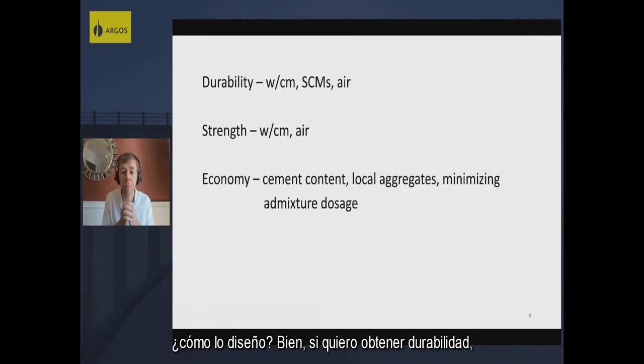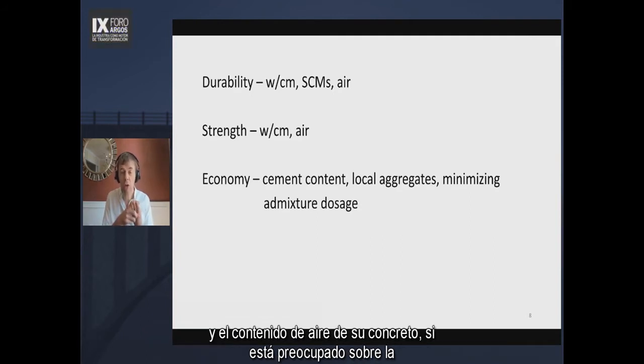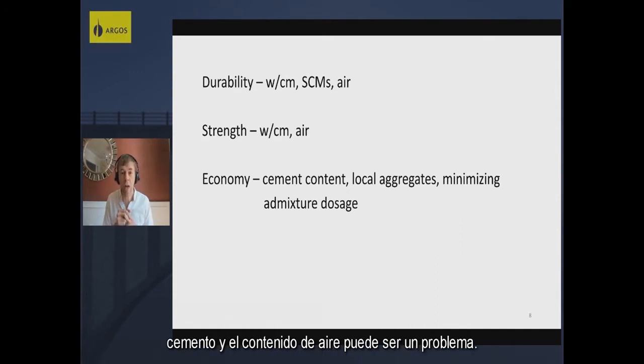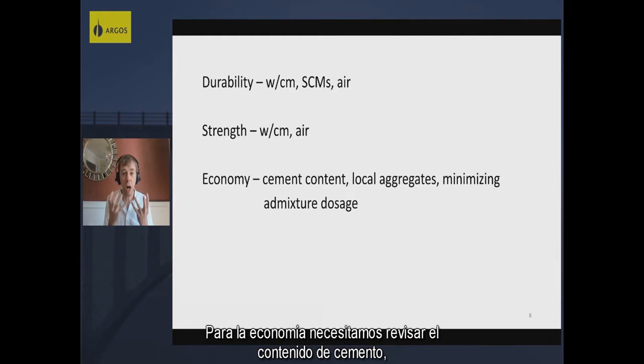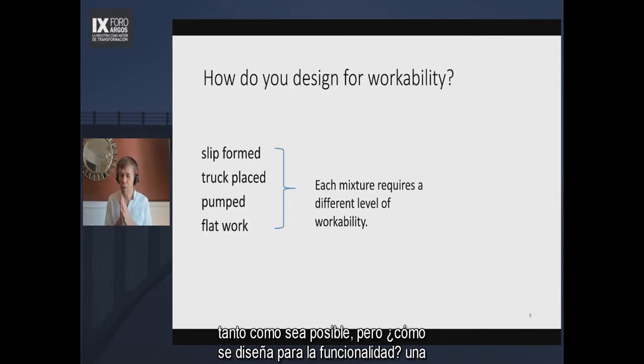Well, if I want to get durability, I usually focus on water to cement ratio, SCMs like fly ash, slag, or silica fume, and your air content of your concrete if you're concerned about freeze-thaw durability. For strength, again, we need water to cement ratio, and air content can be an issue. For economy, we need to look at the cement content, using local materials, and minimizing our admixture dosages as much as we possibly can. But how do you design for workability?